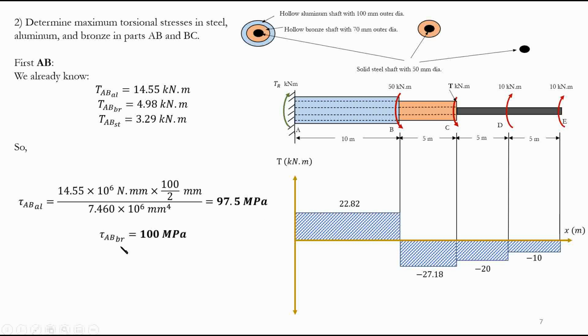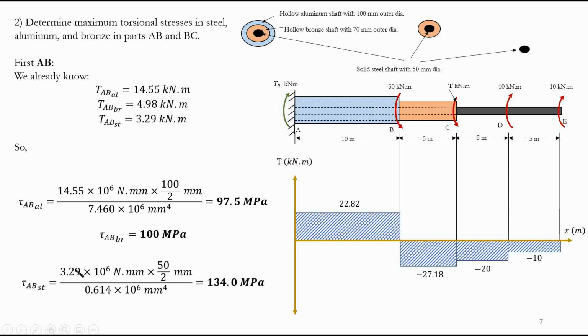For bronze, you can obviously find it, again like Tc over J, but it's 100 megapascal. That's just already given in the question, and we basically found our torques based on that, right? That was the key information. But obviously, if you find it, it's going to be 100 megapascal anyways. Just put the values again.